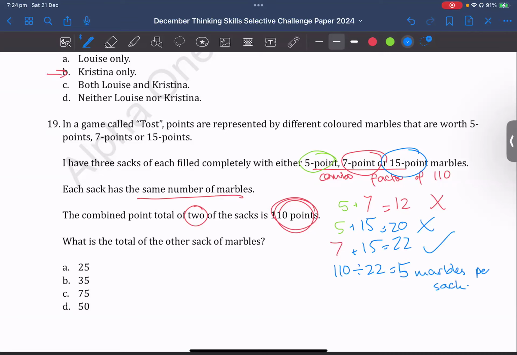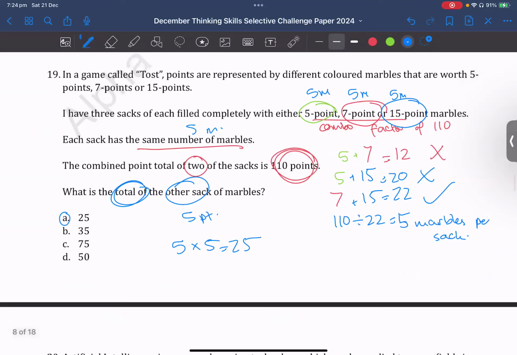And then moving on, what is the total? So that means that there's 5 marbles per sack. Yep, same number of marbles, so there's 5 marbles here. So the other sack has to be that 5 as well, and then you just do 5 times 5, get to 25. The answer should be A.